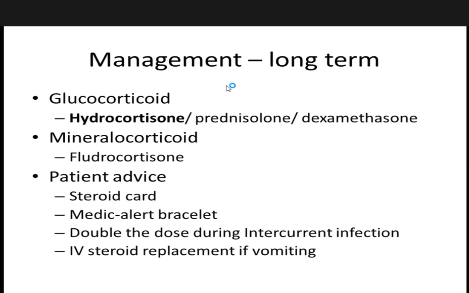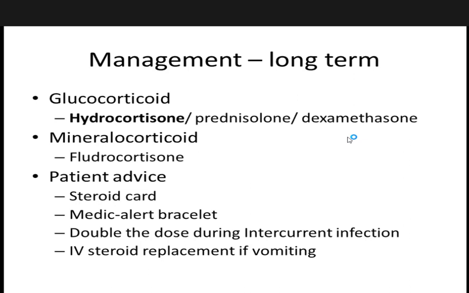In addition, it is better to use a medical alert bracelet as well. Right? And we should ask the patient to double the dose during intercurrent illness, even if the patient is having a chest infection or something like that. So again, we have to ask the patient to double the dose during intercurrent infection, because as you all know, the cortisol requirement will be raised when there is an ongoing stressful condition, right?